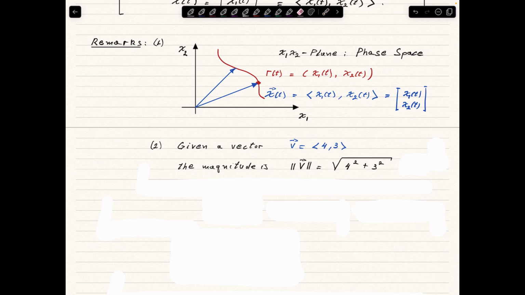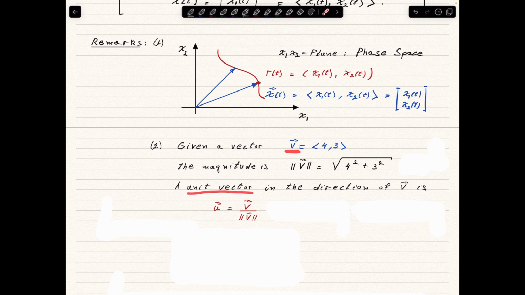Then, what is a unit vector now? Well, a unit vector in the direction of this vector v is nothing more than the vector divided by its own length. If the vector is, for example, (4, 3), the length is the square root of 16 plus 9, which is 25, so the square root is 5. So the unit vector is the vector divided by the length, a vector with components 4/5 and 3/5.